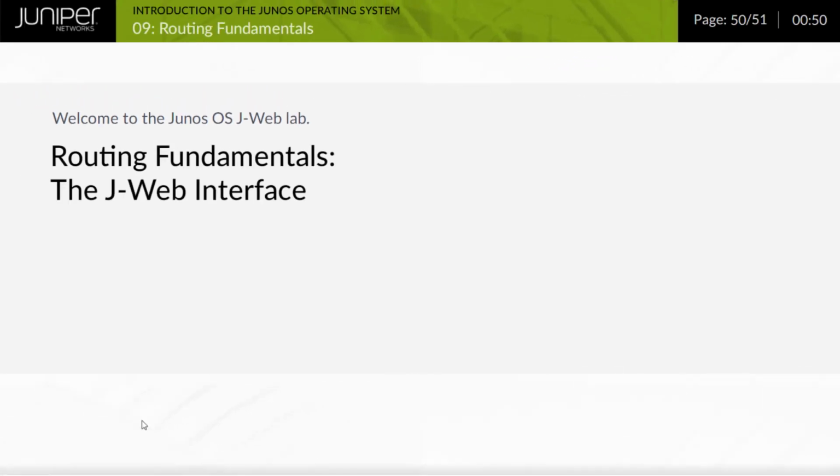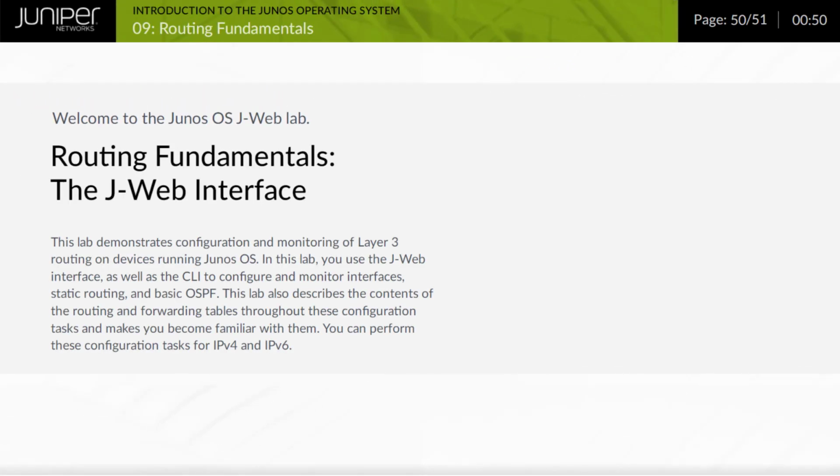Welcome to the Junos OS JWeb Lab. This lab demonstrates configuration and monitoring of Layer 3 routing on devices running Junos OS. In this lab, you use the JWeb interface, as well as the CLI to configure and monitor interfaces, static routing, and basic OSPF. This lab also describes the contents of the routing and forwarding tables throughout these configuration tasks and makes you become familiar with them. You can perform these configuration tasks for IPv4 and IPv6.